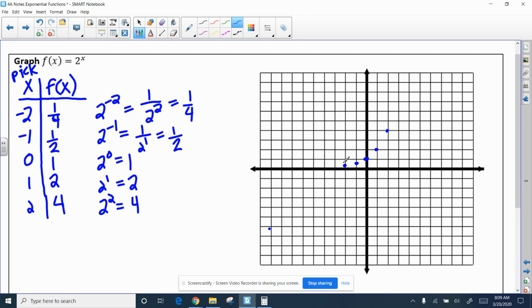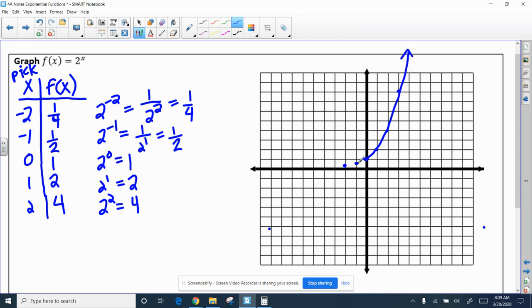So let's think about what is happening with this graph. As we keep plugging in bigger x values, our outputs are going to keep getting bigger and bigger. So if I plug in a 3, I'd have 2 to the 3rd power, which is 8. If I plug in a 4, I'd have 2 to the 4th power, which is 16. If I plug in a 5, I'd have 2 to the 5th power, which is 32. So as we keep going towards the right, our graph keeps getting bigger and bigger or approaches infinity.